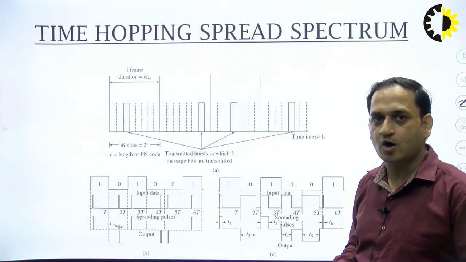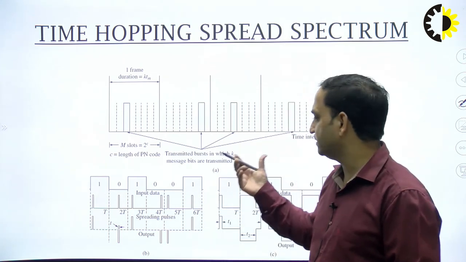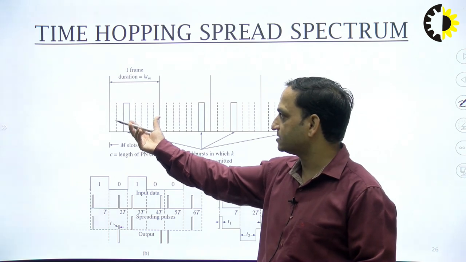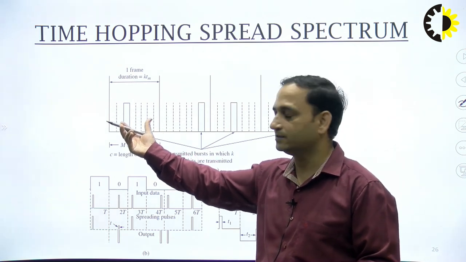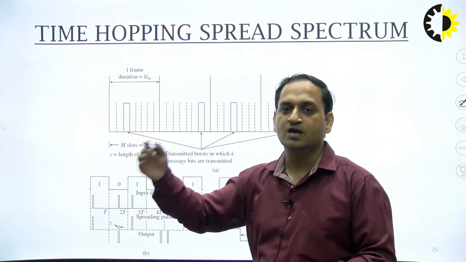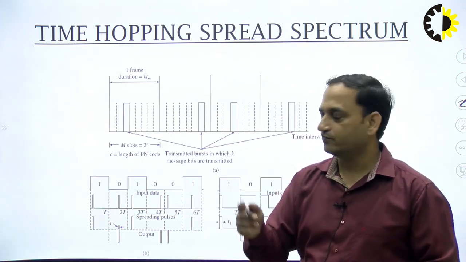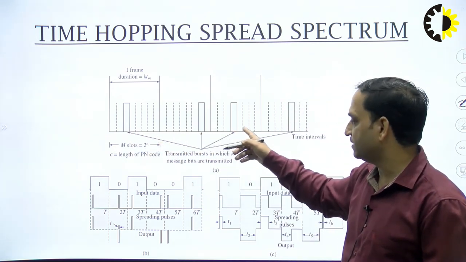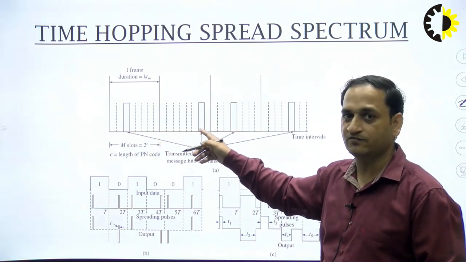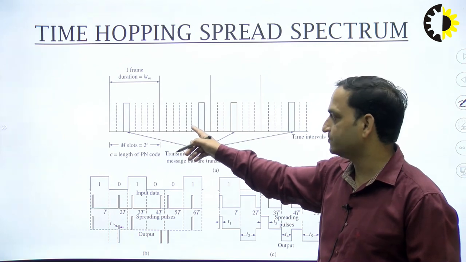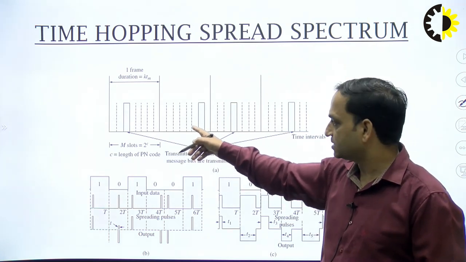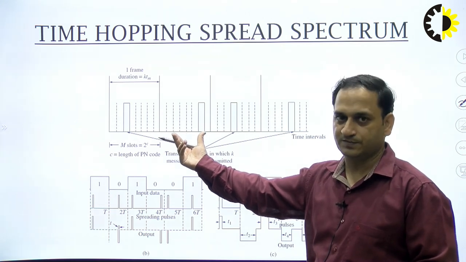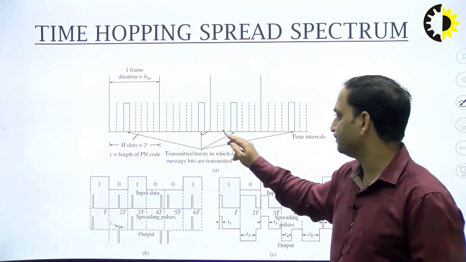Similar to that is time hop spread spectrum, in which we divide the complete time into time frames, and each time frame contains time slots. One time slot is used for the modulation of the signal. In all the frames we have different time slots, and one of the time slots will be used for the modulation purpose only. In one frame the other slots will not be used for modulation, so that is why they have simply mentioned it.